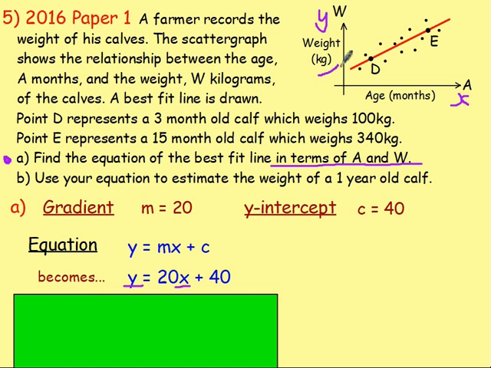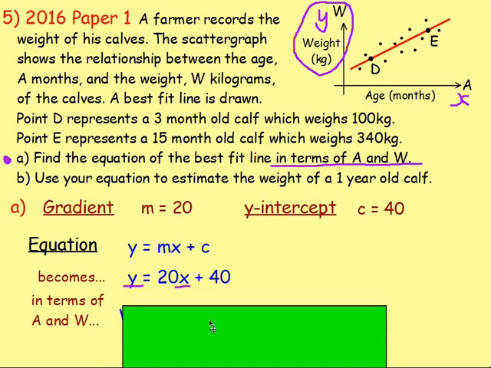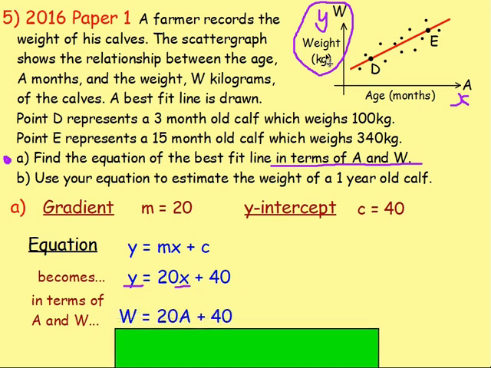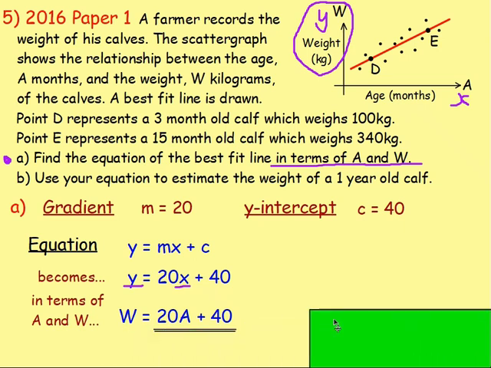And our y-axis, instead of calling it y, well, in the question, they put a big W beside it, and it represents the weight. So we know that the weight is y. So the weight W will replace y. So we're going to have W equals. And with the x-axis, we're calling A for age. So A is going to be what replaces x. So we can then say that W equals 20A, add 40. And that will be our answer.